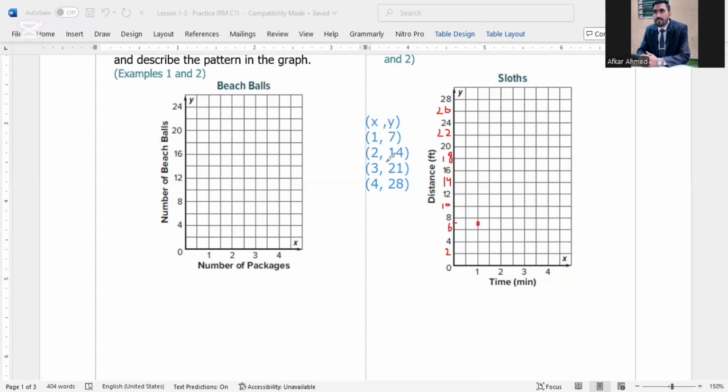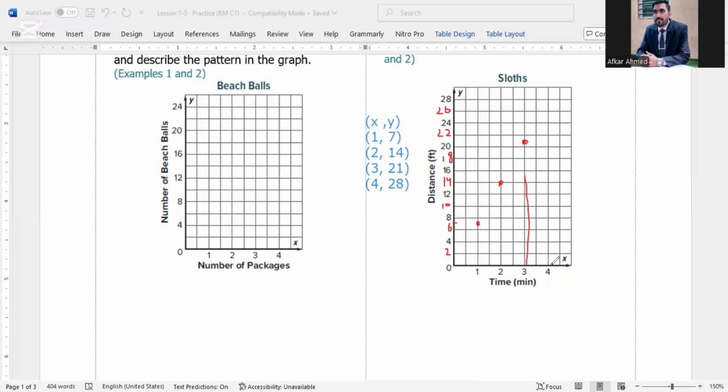Same we will do for 2 and 14. For 2 we will put the pen on 2 and we will use this line, and we will move until 14, that is here, 2 and 14. Number 3, 3 and 21, 3 is here, and we will move until 21. This is 20. Between 20 and 22 you have the number 21. This is here between 20 and 22.